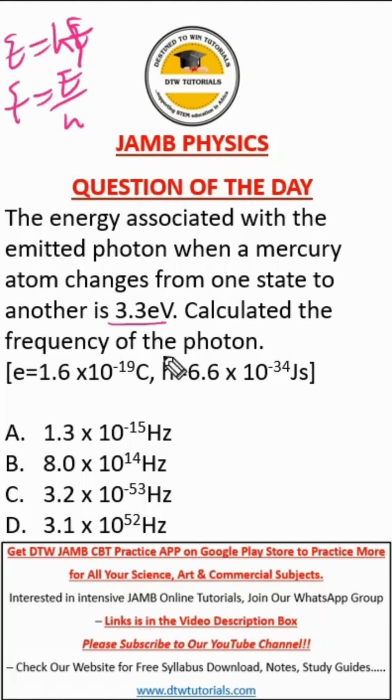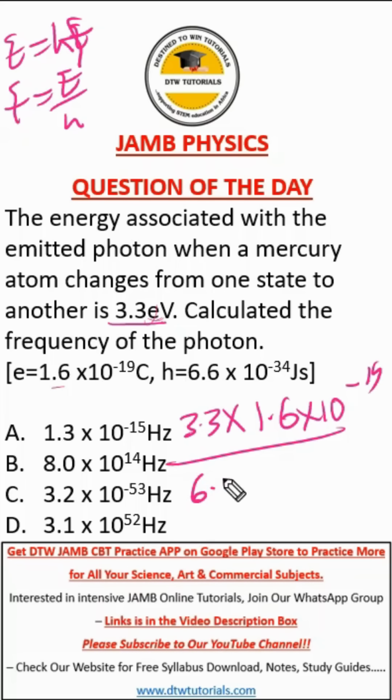Okay, so we have to put in the value of E as 3.3 times 1.6 times 10 raised to the power negative 19, and we divide by h, which is our Planck constant, 6 times 10 raised to the power negative 34. So this would cancel as 1, this would cancel as 2. I'm going to shift this 1 decimal place.